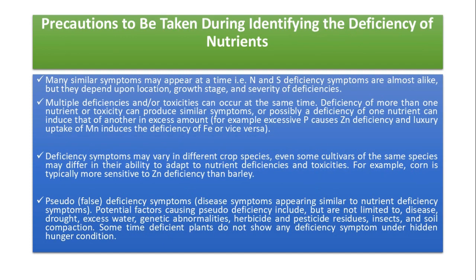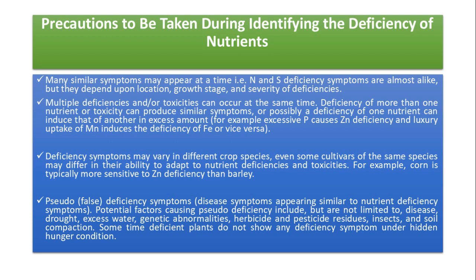Precautions to be taken during identifying the deficiency of nutrients. Number one, many similar symptoms may appear at a time, that is, N and sulfur deficiency symptoms are almost alike, but they depend upon the location, growth stage, and severity of deficiencies. Multiple deficiencies and/or toxicities can occur at the same time.